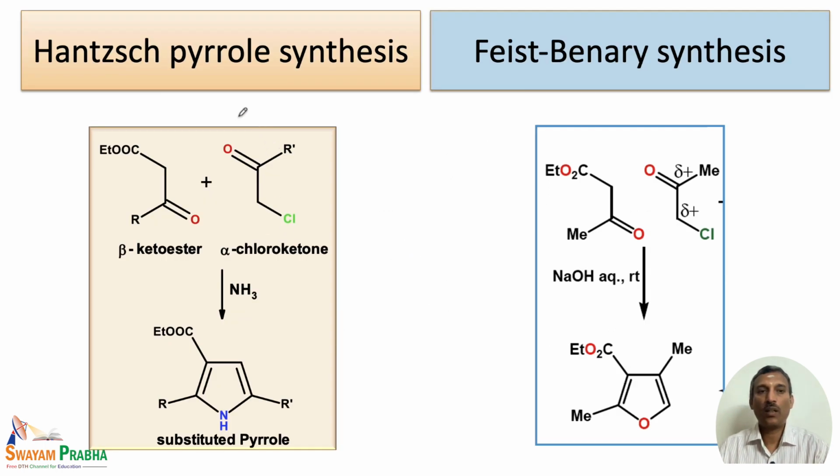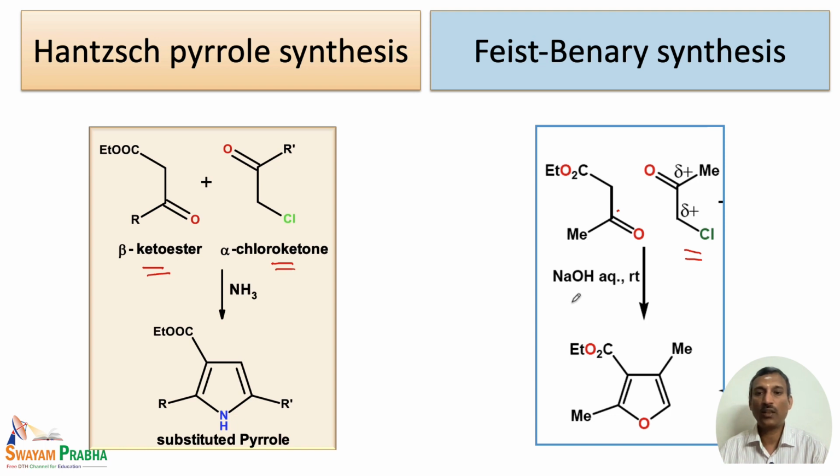If we compare the Hantzsch pyrrole synthesis and the Feist-Benary synthesis, we have more or less the same starting materials. Say for example, we have a ketoester, we also have an alpha chloroketone. So, in both the cases we have the chloroketone as a starting material. We also have the ketoester. In this particular Hantzsch pyrrole synthesis, we have the ketoester, whereas in the case of Feist-Benary synthesis, we have the beta ketoesters as shown here. So, both starting materials are same, but we end up with a different type of product.